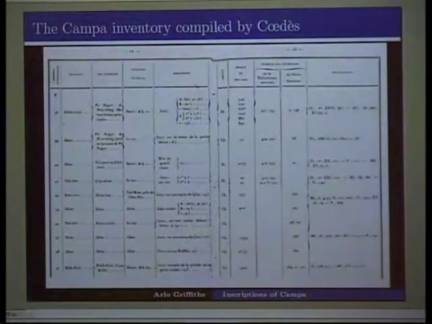So in this inventory of Champa inscriptions, we find every inscription bearing a C number. We find this C40, the oldest, attributed to the 4th century here with a question mark. And the state of that is Sanskrit. It's from the province of Quảng Nam.